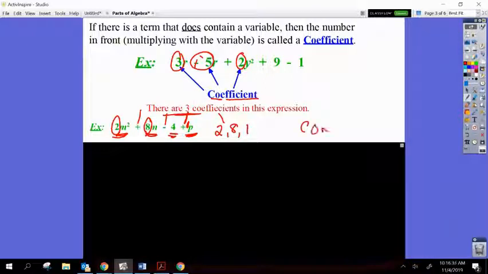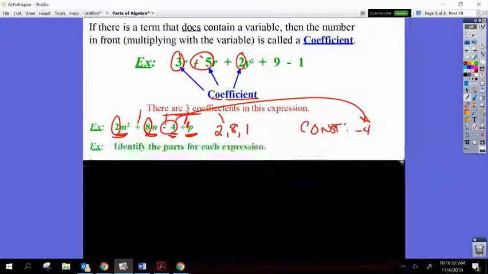What are the constants in this example? Constants in this example, -4. If you put the constant as just regular 4, would you lose points? Yes, because the constant is -4.